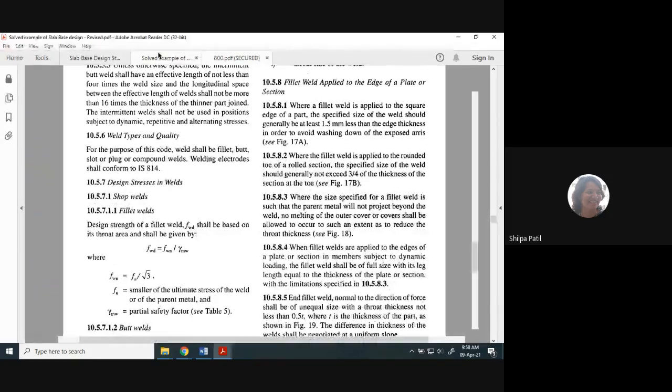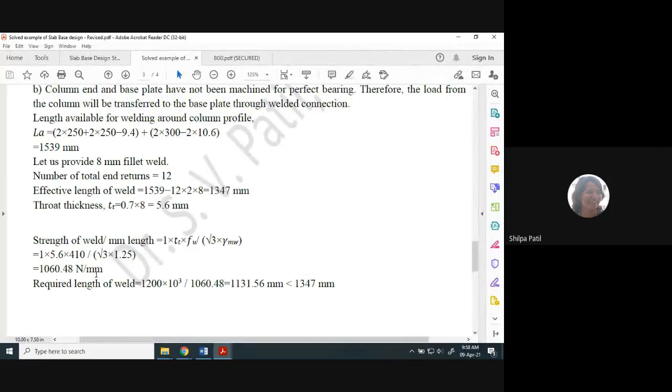And then by using that we calculate the strength of the weld, and we equate the strength of the weld to the total load acting on a column to find out the length of the weld. So the required length of the weld is 1131 and we have provided 1539. So the concept we have considered, that providing the weld along the perimeter of the column is sufficient, or rather that much is all required.